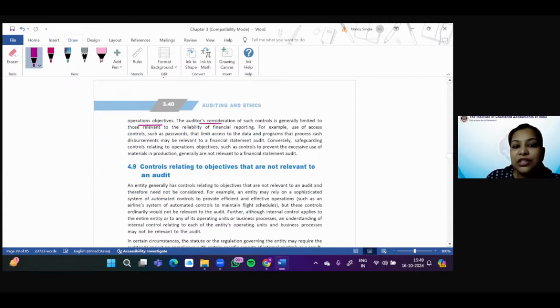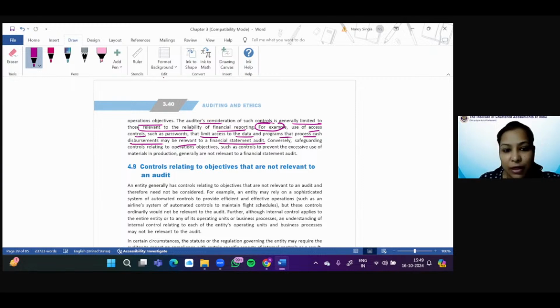The auditor's consideration of such control is generally limited to reliability of financial reporting. For example, use of access controls such as passwords that limit access to data and programs that process cash disbursements may be relevant to a financial statement audit. Conversely, safeguarding controls relating to operations objectives, such as controls to prevent the excessive use of material in production, generally are not relevant to the financial statement audit.